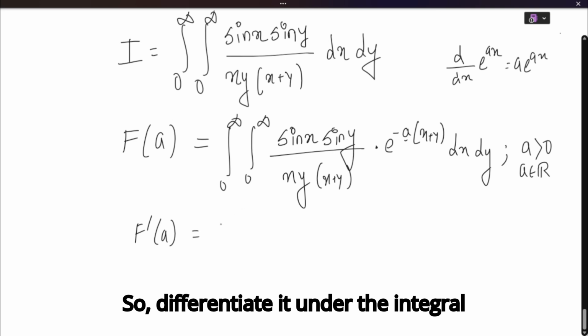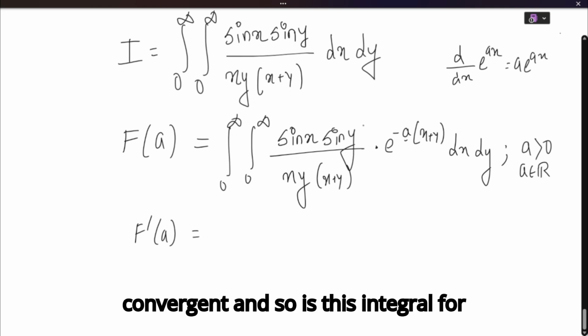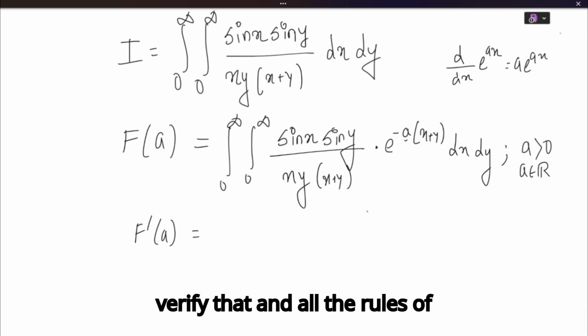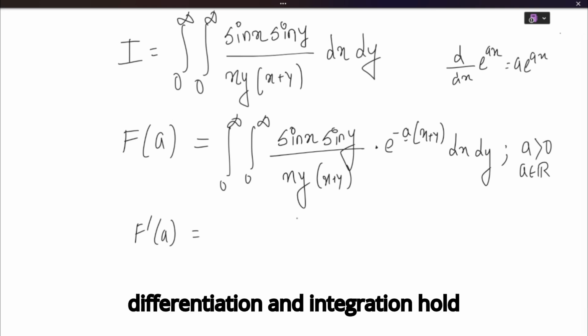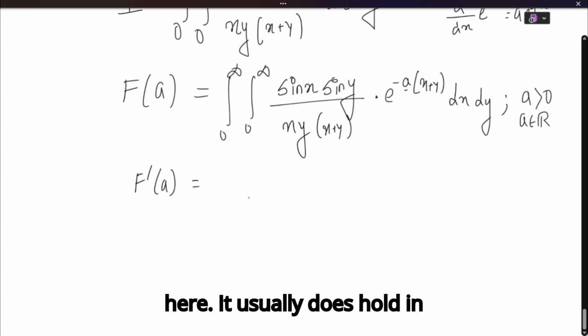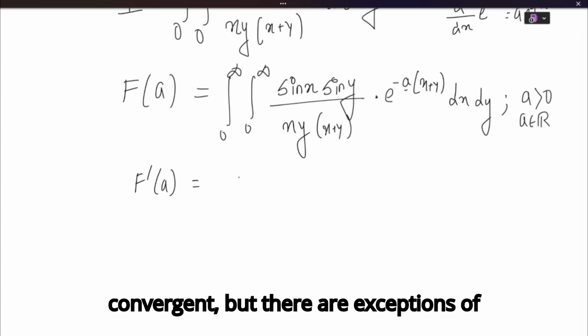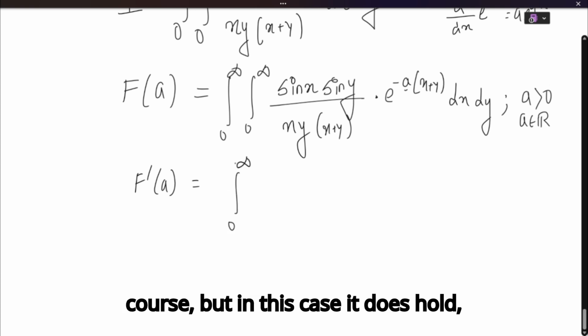So differentiate it under the integral sign. First of all, the integral is convergent, and so is this integral for any a greater than 0. You're free to verify that. And all the rules of differentiation and integration hold here. It usually does hold in almost all cases wherever the integral is convergent, but there are exceptions, of course. But in this case, it does hold.